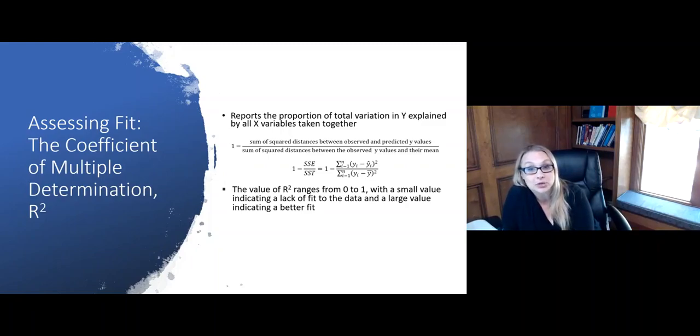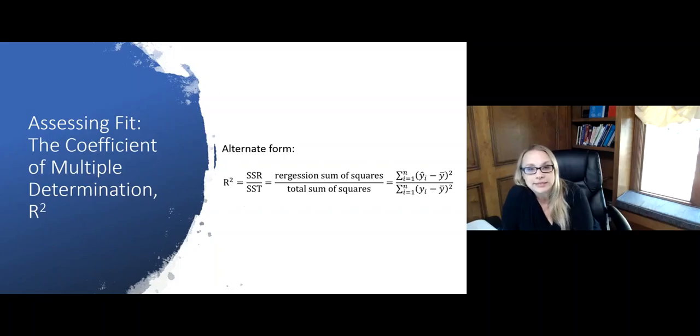R squared is a description of how well the data and the model fit together. Think about how well your shoes fit. You're not going to make your shoes conform to your feet, and you're not going to make your feet conform to your shoes. But you do need to assess how well they fit together when you decide whether or not that's a good pair of shoes for you. We do the same thing with our data.